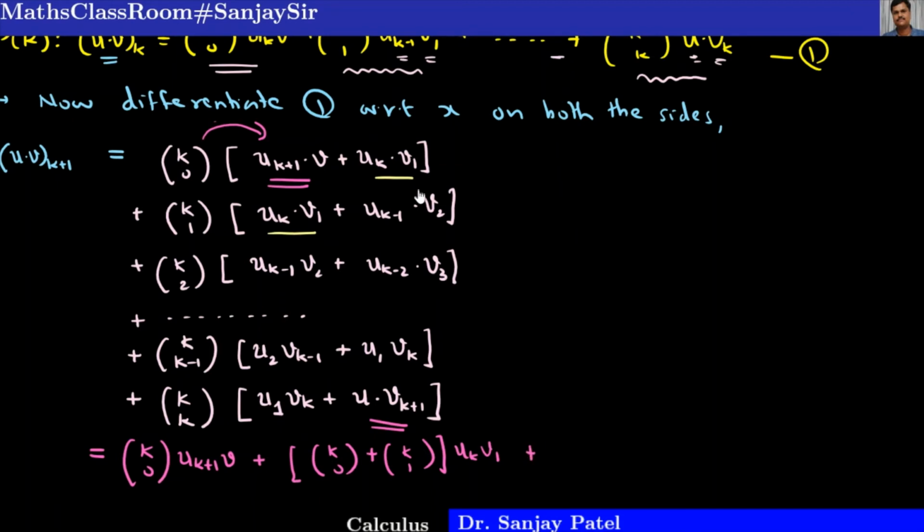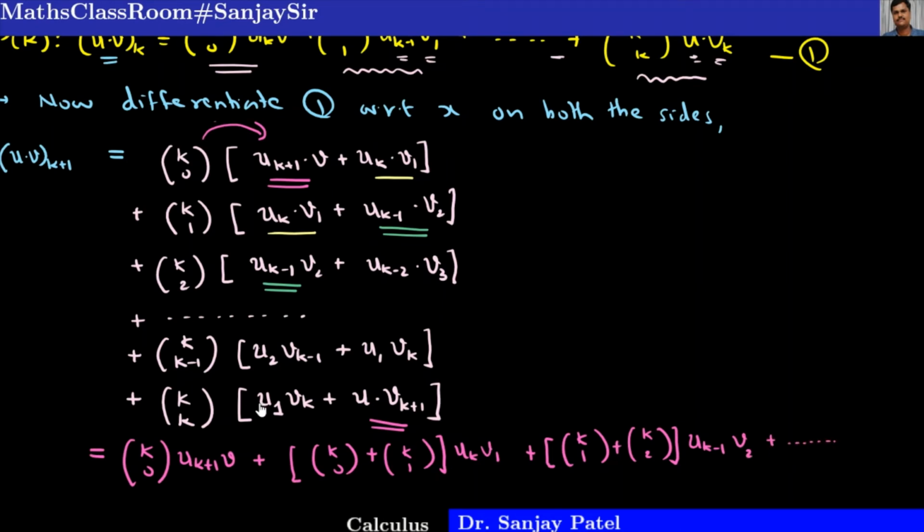Okay, plus now go for the next term. So the next term is uk minus 1 into v2 here, and we can also see the same type of expression uk minus 1 into v2 over here. This is multiplied with kc1 and this is multiplied with kc2. So taking uk minus 1 into v2 common and simplifying, what we can write here is kc1 plus kc2 into uk minus 1 into v2 plus and so on.